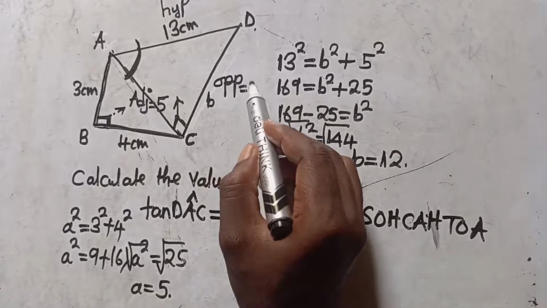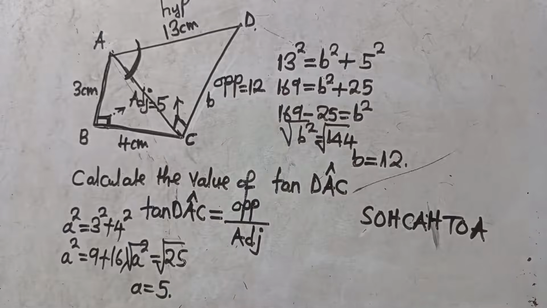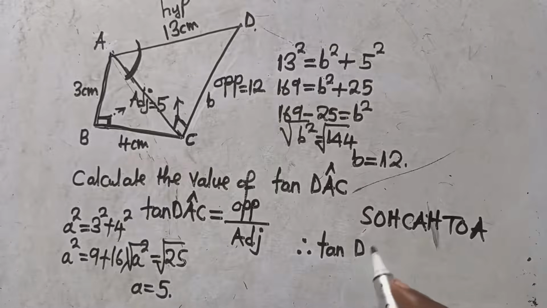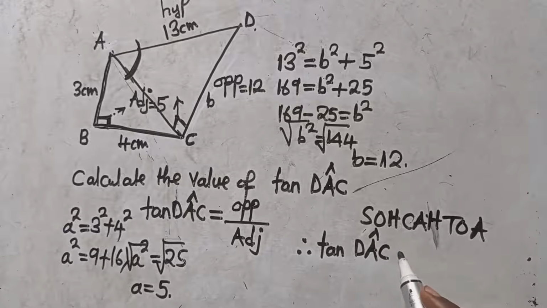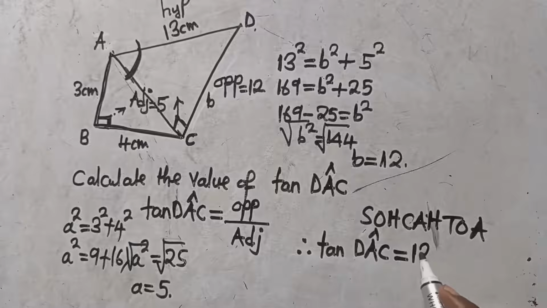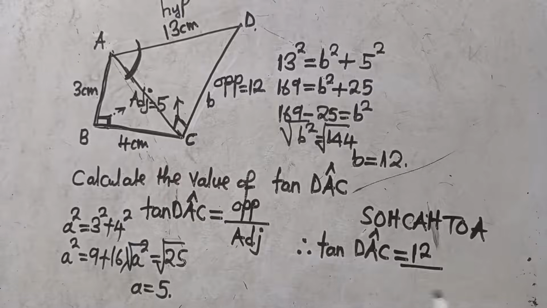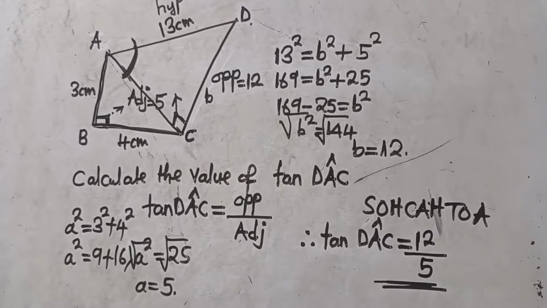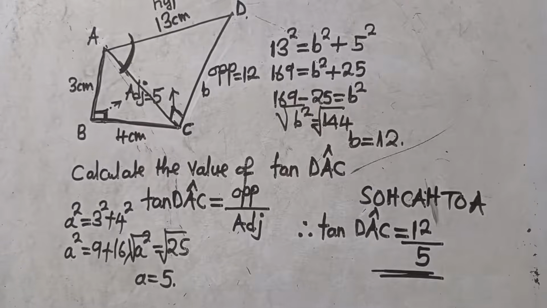So meaning the opposite there is 12. Now we substitute into the formula. Therefore, tan DAC is equal to, what is the opposite? Opposite is 12 over, what is the adjacent? Adjacent is 5. Put a 5 there. So this is the answer. You are done. The same way I'm answering these things, that's how you are supposed to answer them.